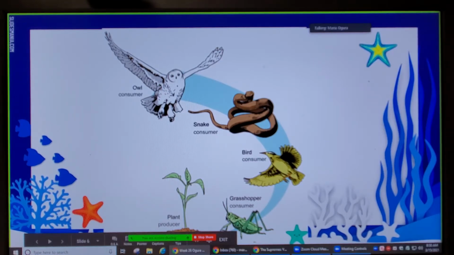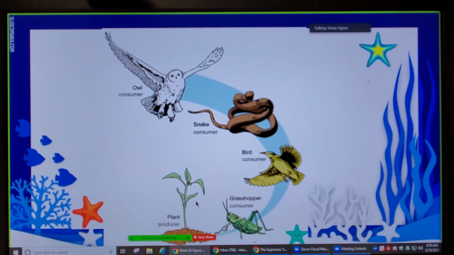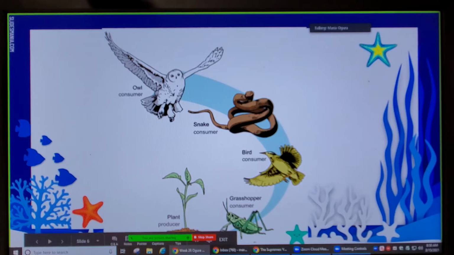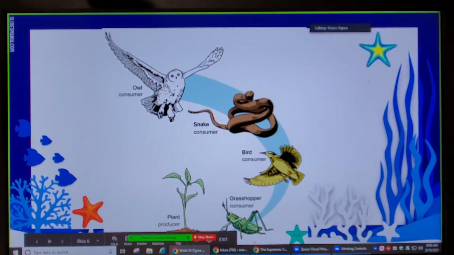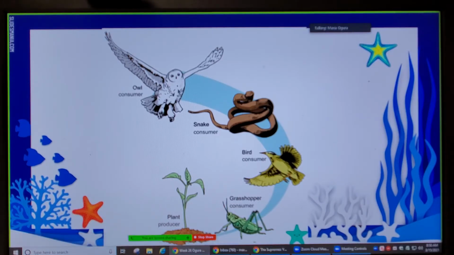The grasshopper eats the plant. It takes in the glucose that the plant produced for itself, and that gives it energy. Then the bird eats the grasshopper, and he gets energy. The bird gets eaten by the snake, and the snake gets energy from eating his body. And the snake can be eaten by the owl, who gets energy from having eaten the snake. All right? And each of these steps has a different name, we'll learn.